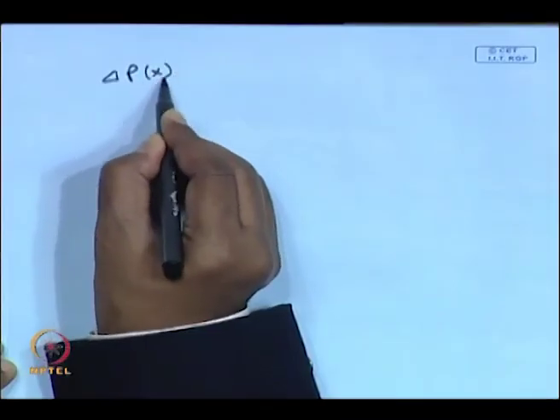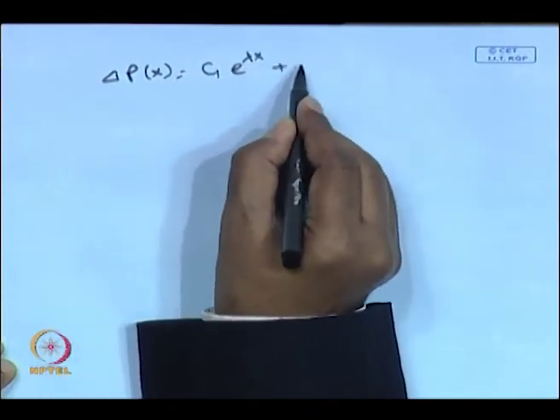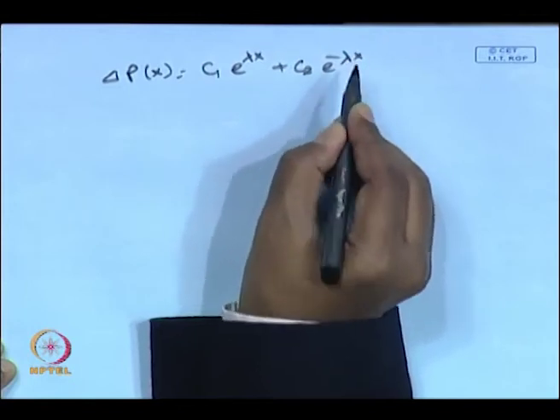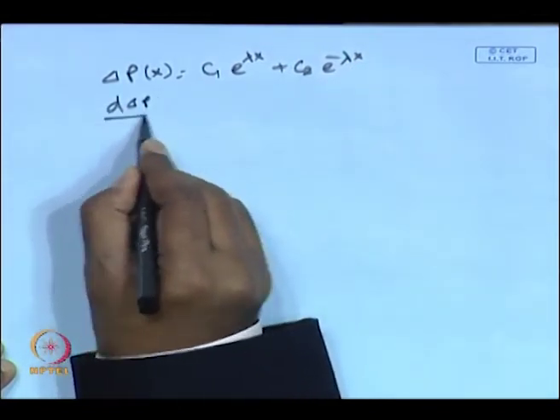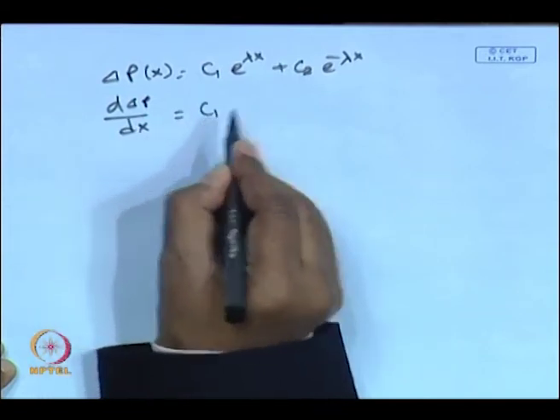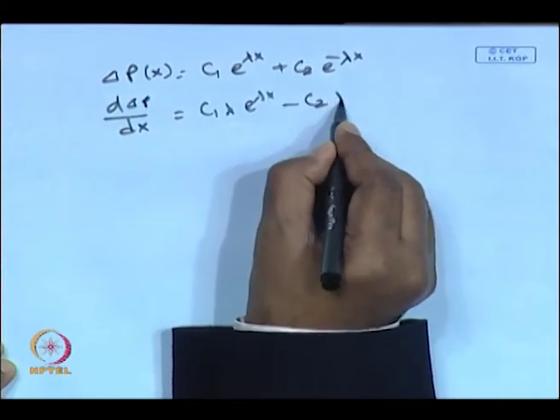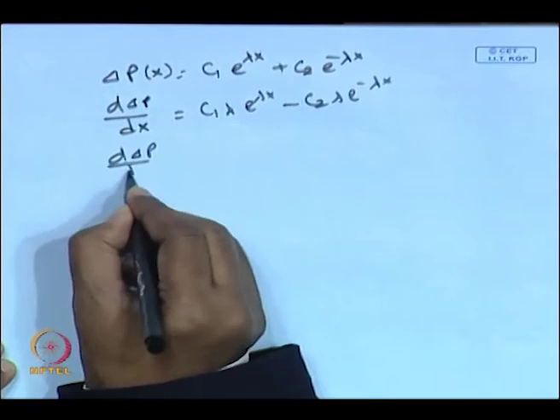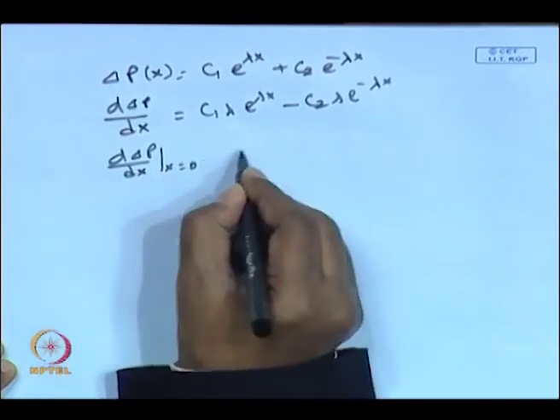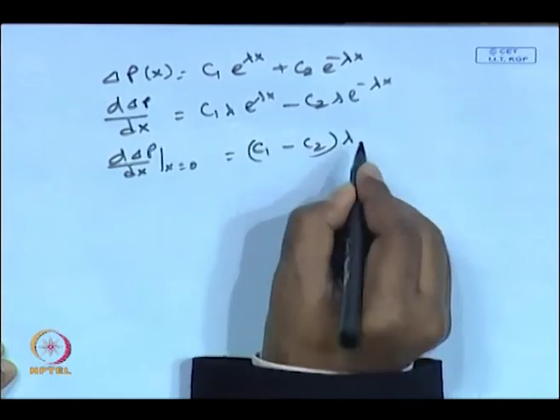Delta p x is equal to c1 e to the power lambda x plus c2 e to the power minus lambda x. So, the derivative of that will give you d delta p dx is equal to c1 lambda e to the power lambda x minus c2 lambda e to the power minus lambda x. Evaluate this at x is equal to 0. So, you will be getting c1 minus c2 times lambda.